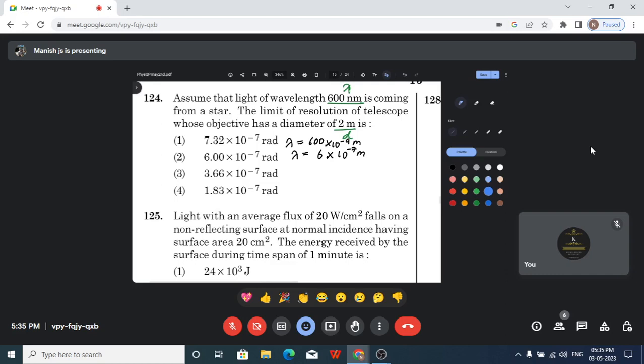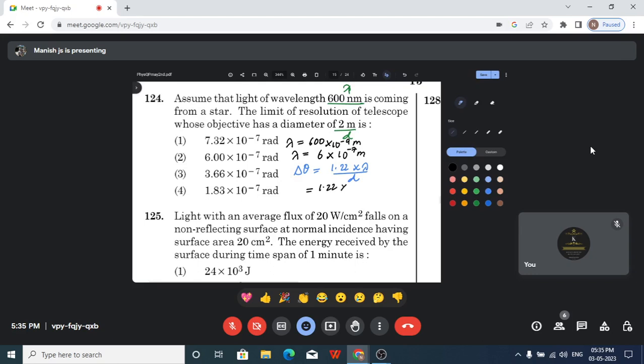Now, what is the formula for the limit of resolution? It is given as delta theta, which is equal to 1.22 into lambda upon D. This is the formula for limit of resolution. So you have to substitute in this formula.